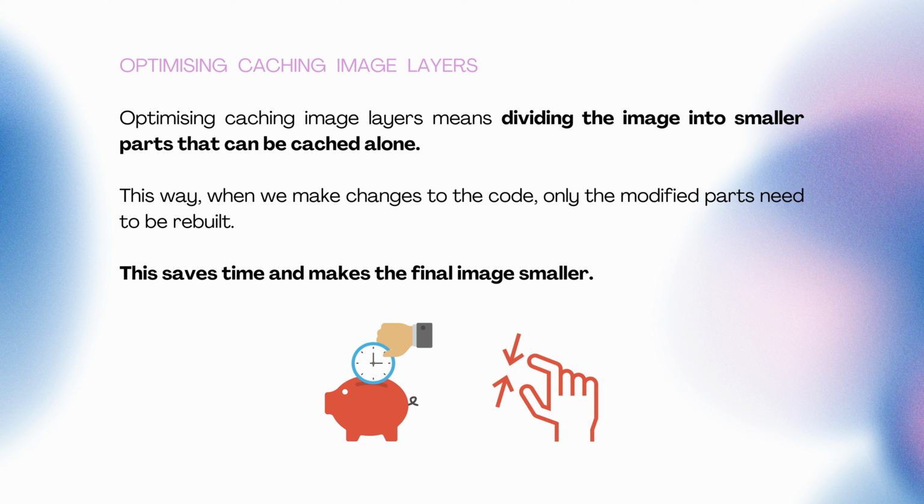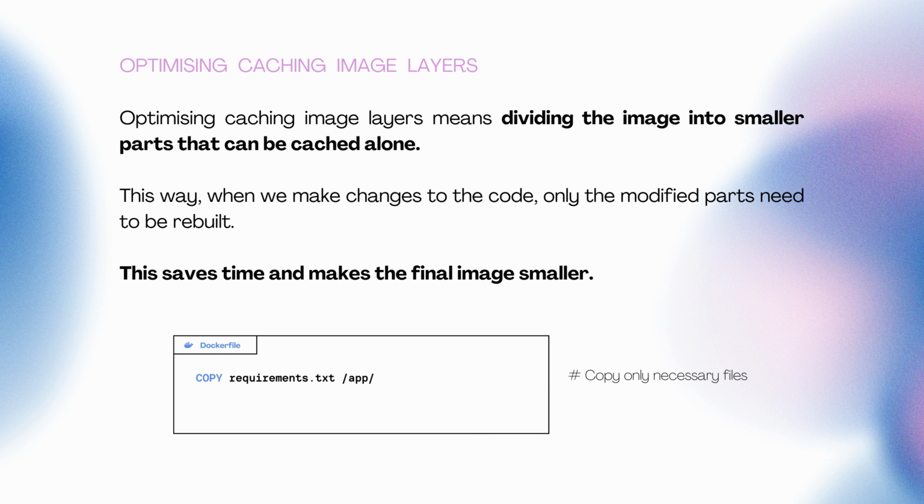So how can we do this? For example, in this Dockerfile, we would include COPY requirements.txt to a directory, let's say called app, for copying only the necessary files, and also specifying the dependencies we would like to install with our application, such as RUN pip install --no-cache-dir -r requirements.txt.